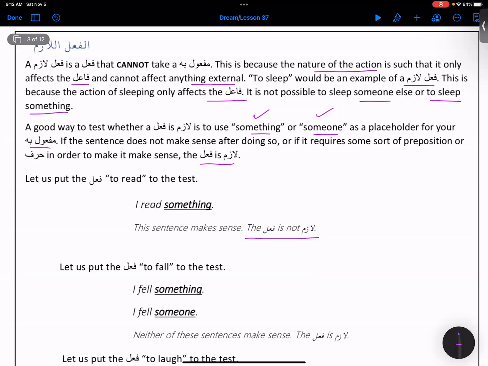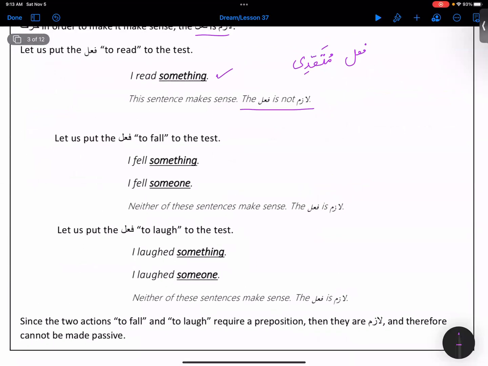Now, next example, I read something or someone. It will make sense over here, right? I read something. So this is an example of what? Fail lazim or mutaddi? Now, over here, something is making sense, right? So when something or someone makes sense with the fail, then this fail should be labeled as mutaddi. Okay, and when something or someone doesn't make sense with that fail, then it should be labeled as lazim. Clear so far? Humaira, are you clear? Yes, alhamdulillah.